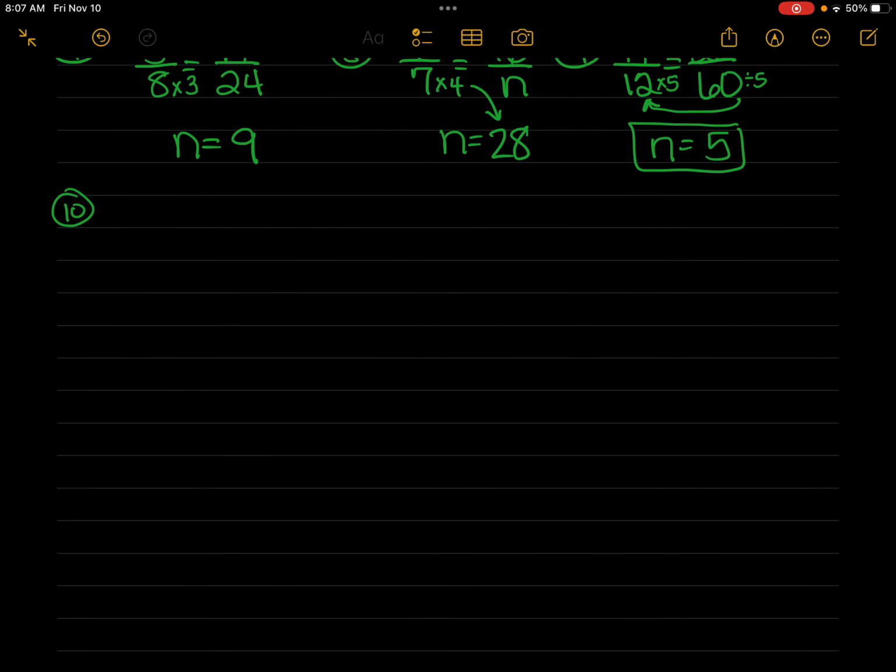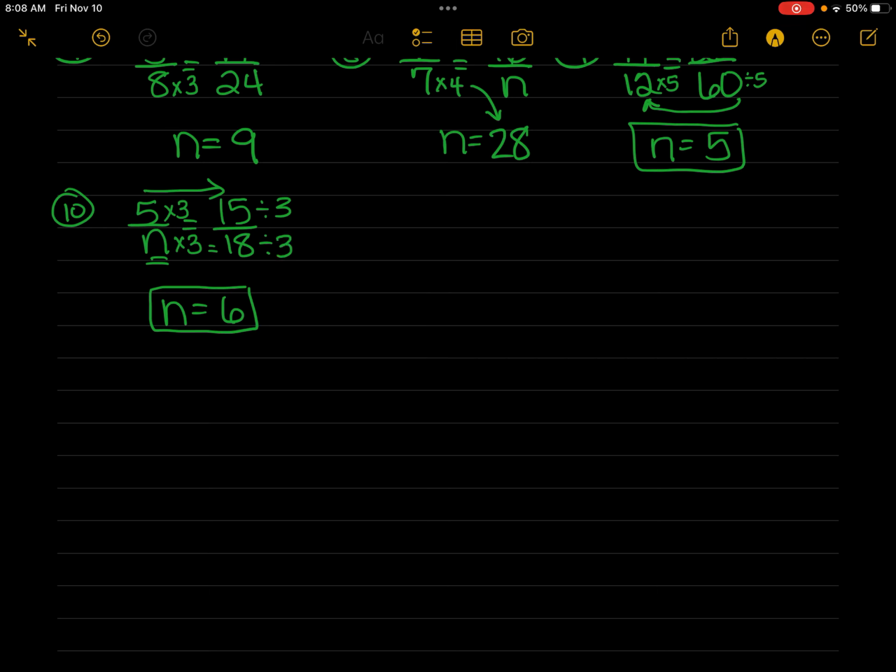Okay, number 10. Number 10 is 5 over n, so it's the same type of problem, equals 15 over 18. So you could do it both ways like I showed you before. You look up at this top and it says 5 times 3 equals 15. So you could say n times 3 equals 18. What does n equal? So what times 3 equals 18? Y'all have multiplication charts you can use. The answer is n equals 6. You could also say 15 divided by 3 is 5, so 18 divided by 3 is 6.